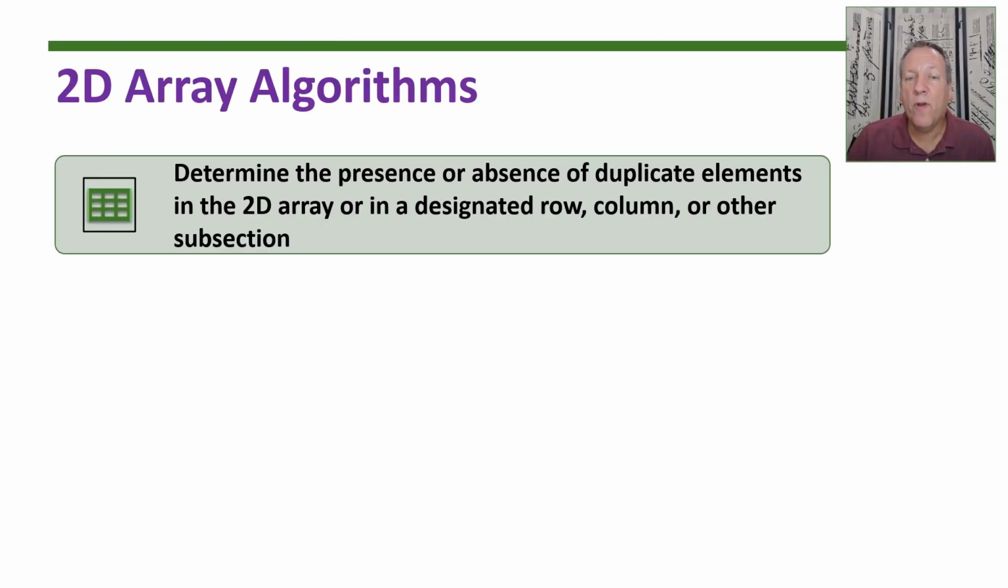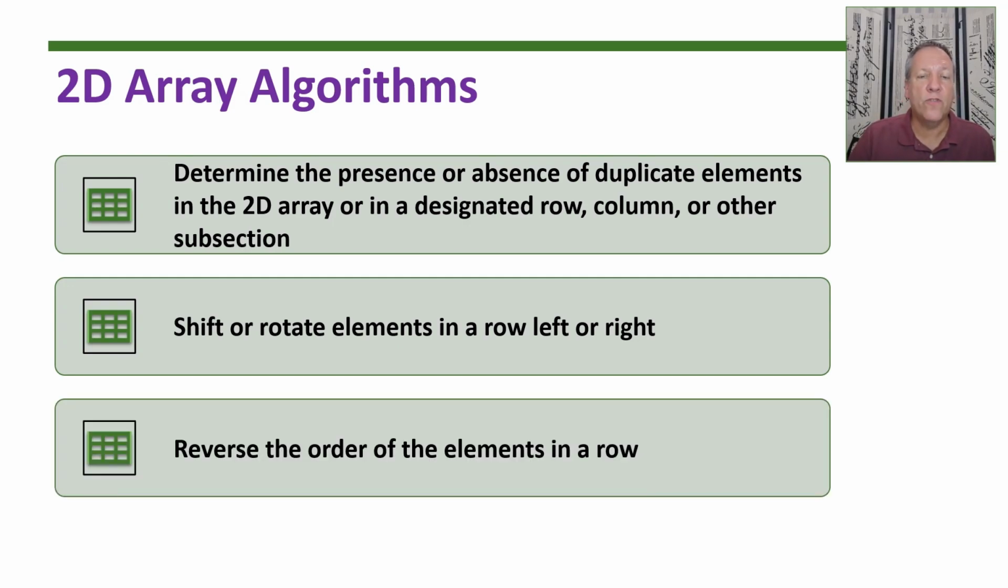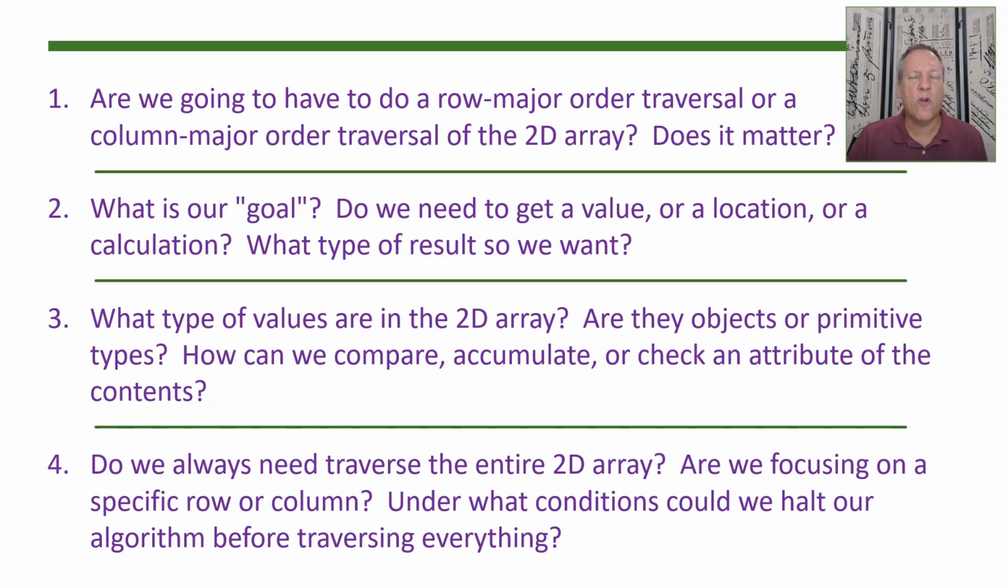First, determine the presence or absence of duplicate elements in the 2D array or a designated row, column, or other subsection. Next, shift or rotate elements in a row left or right. And finally, reverse the order of the elements of a row. Again, before we get started on implementing, we're going to talk about the algorithms.